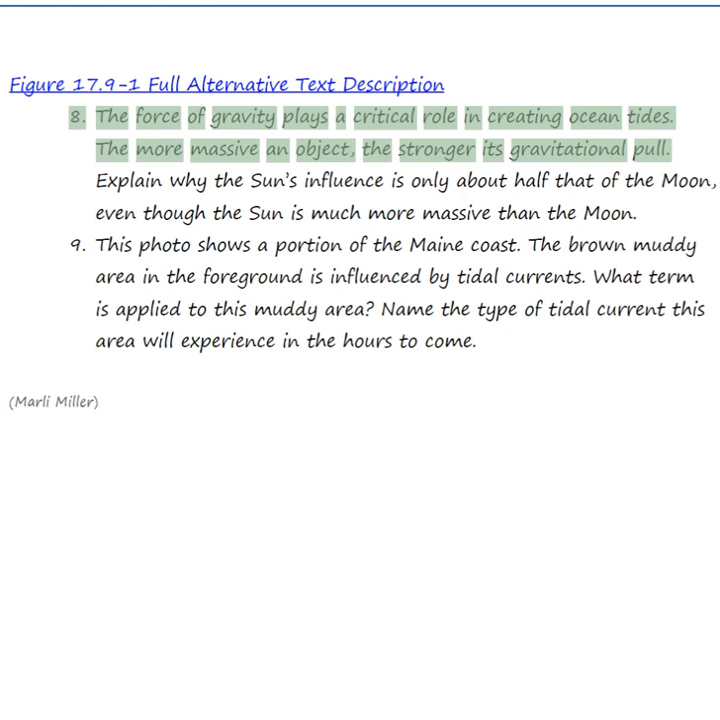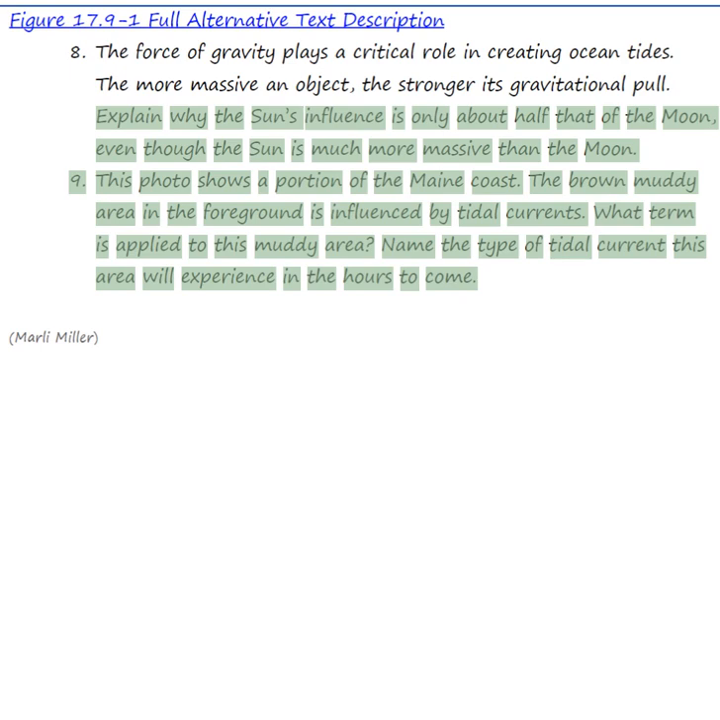8. The force of gravity plays a critical role in creating ocean tides. The more massive an object, the stronger its gravitational pull. Explain why the sun's influence is only about half that of the moon, even though the sun is much more massive than the moon.